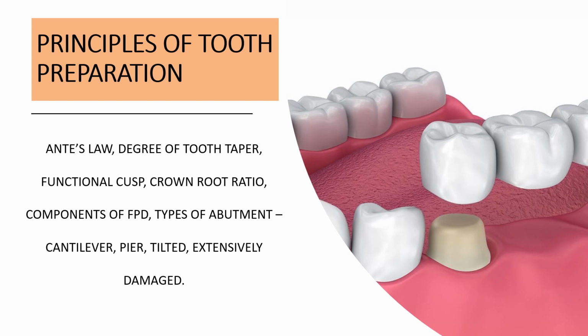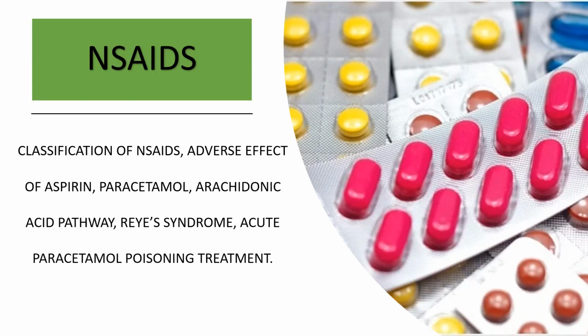Then about crown root ratio, the components of FPD and the functions of each and every component. Then the types of abutment: what is a cantilever abutment, what is a pier abutment, and what is a tilted abutment, and what component of the FPD you will modify to accommodate a tilted abutment. Then what is an extensively damaged abutment and how do you tackle them. This is mentioned a little bit in the principles of tooth preparation itself, so make sure you cover all these points.